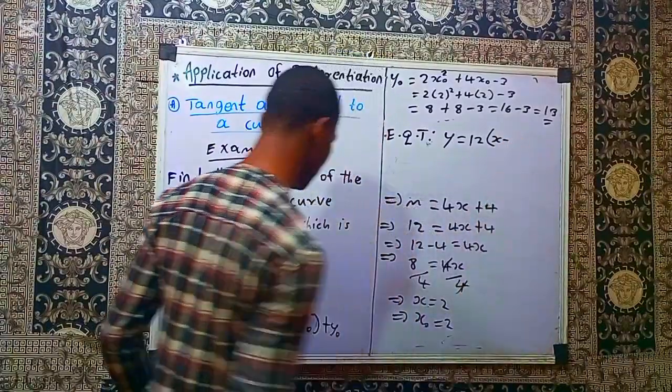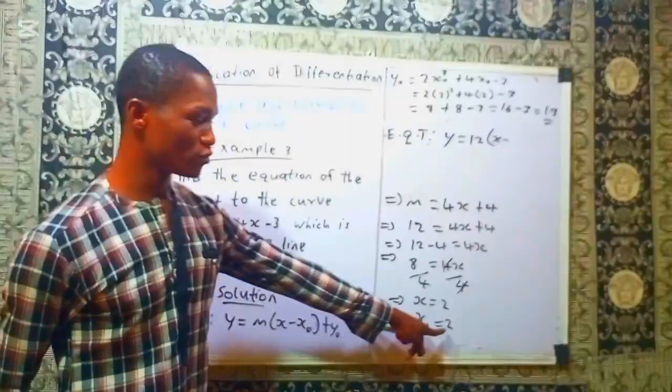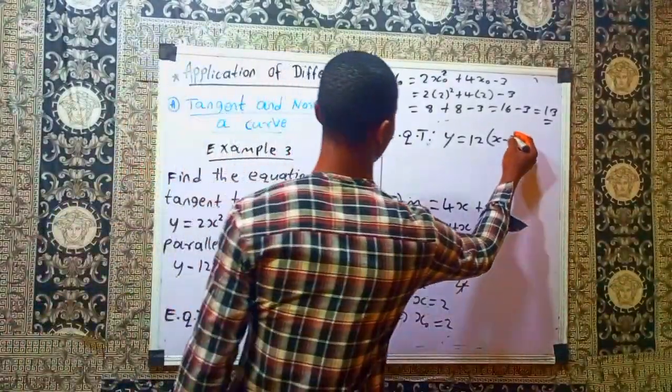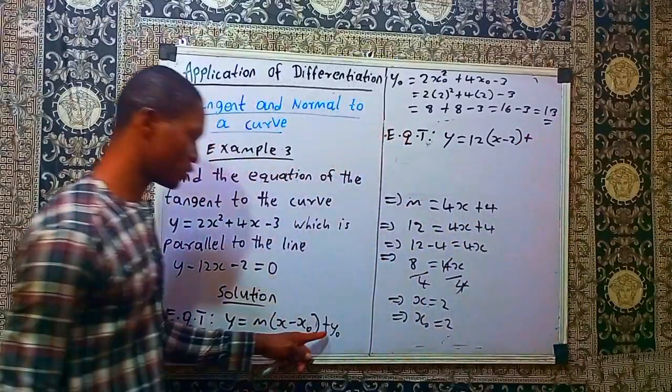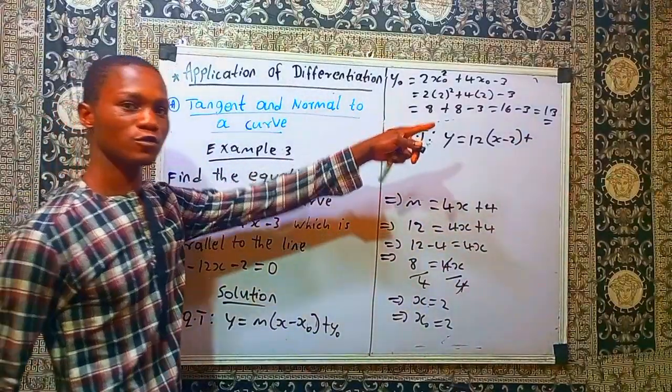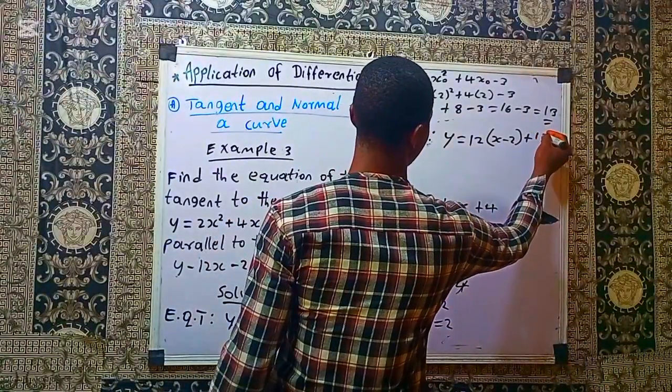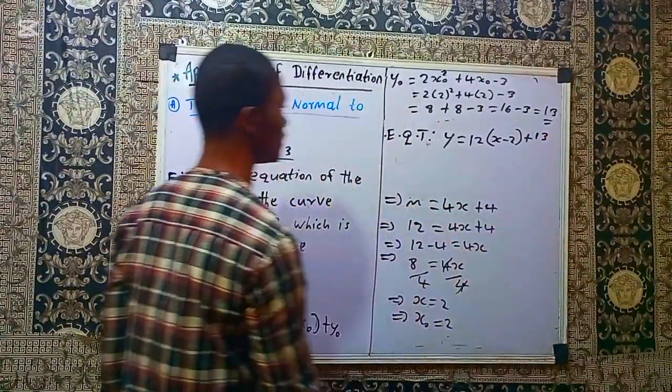X minus, what is the x naught? We calculated x naught to be 2. Plus y naught. What is y naught? We calculated y naught to be 13. Right, this is what we'll have.